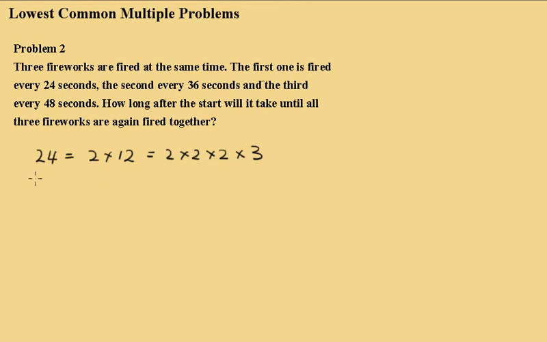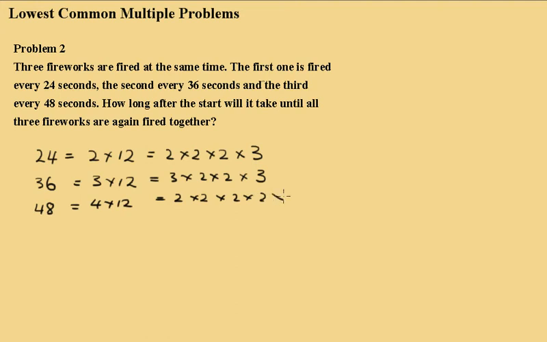And we'll do the 36. I'll write that as 3 times 12, which is 3 times 2 times 2 times 3. And the 48 as 4 times 12, which is 2 times 2 times 2 times 2 times 3. And as before, we'll go through and find out the highest common factor.